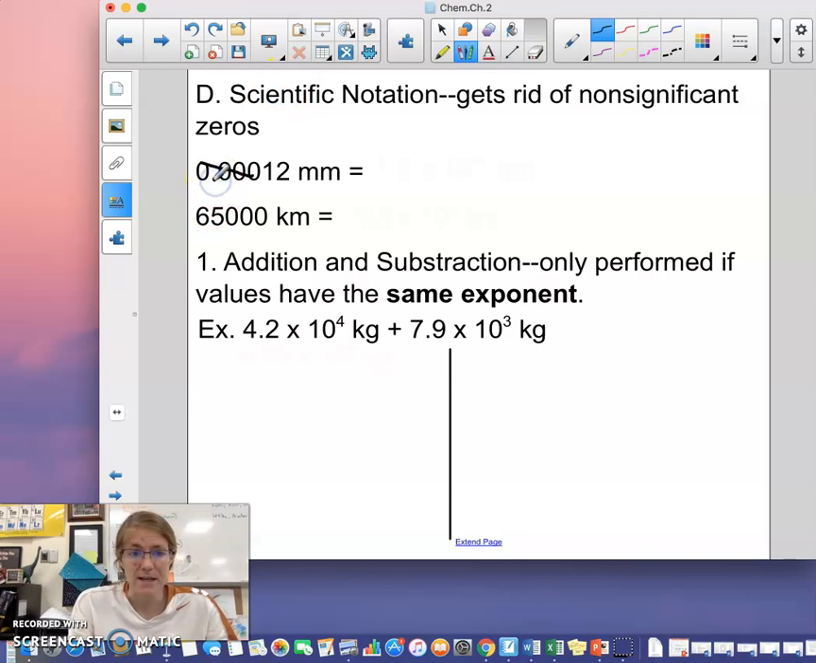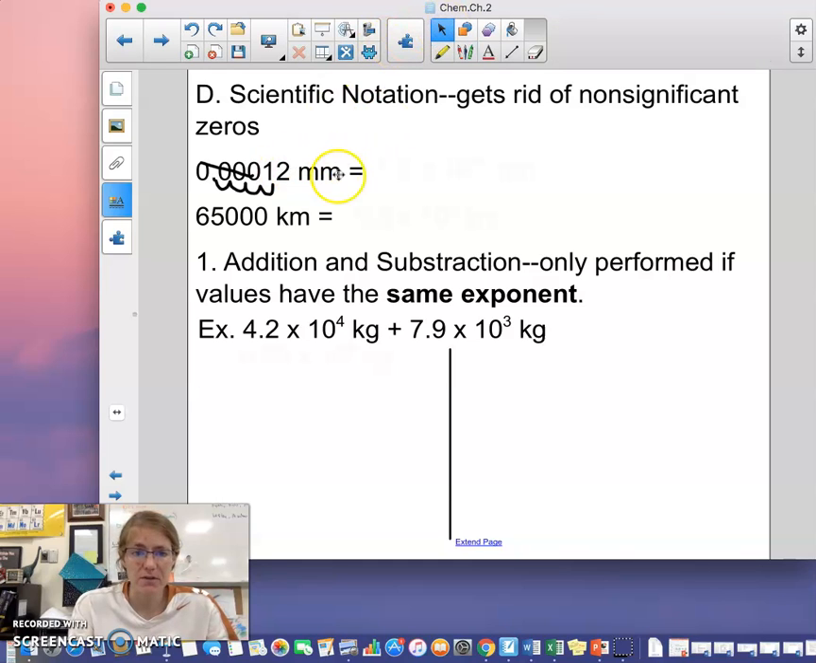And how I do that is I move the decimal place to get rid of those zeros, and then I add a times 10 to the whatever exponent. So those zeros, they're there, but they're not there. So if I move this decimal place over 1, 2, 3, 4, and I moved it to the right, anytime you move the decimal place over to the right, it's going to be a negative exponent. So my first answer here, I'm going to put down 1.2 times 10 to the negative 4 millimeters.